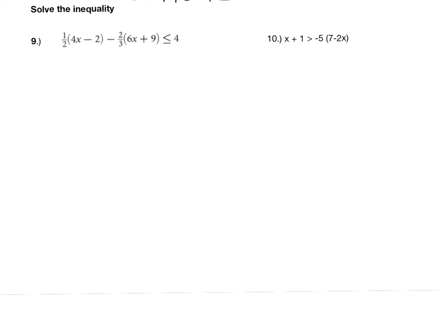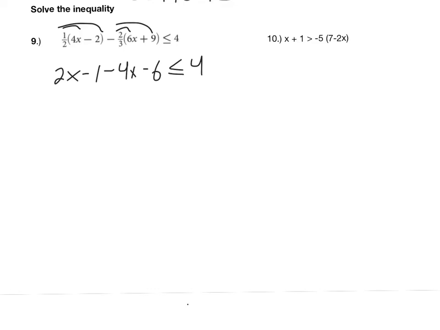So these are just solving these inequalities here. So first up, you're going to want to distribute, right? So distribute here and distribute here. So 1/2 times 4x would be 2x, and 1/2 times a negative 2 would be a negative 1. Then negative 2/3 times 6x would be negative 4x, and negative 2/3 times positive 9 would be negative 6, and that is less than or equal to 4. I'm sorry, this was supposed to be a 4x. Let me change that. There we go.